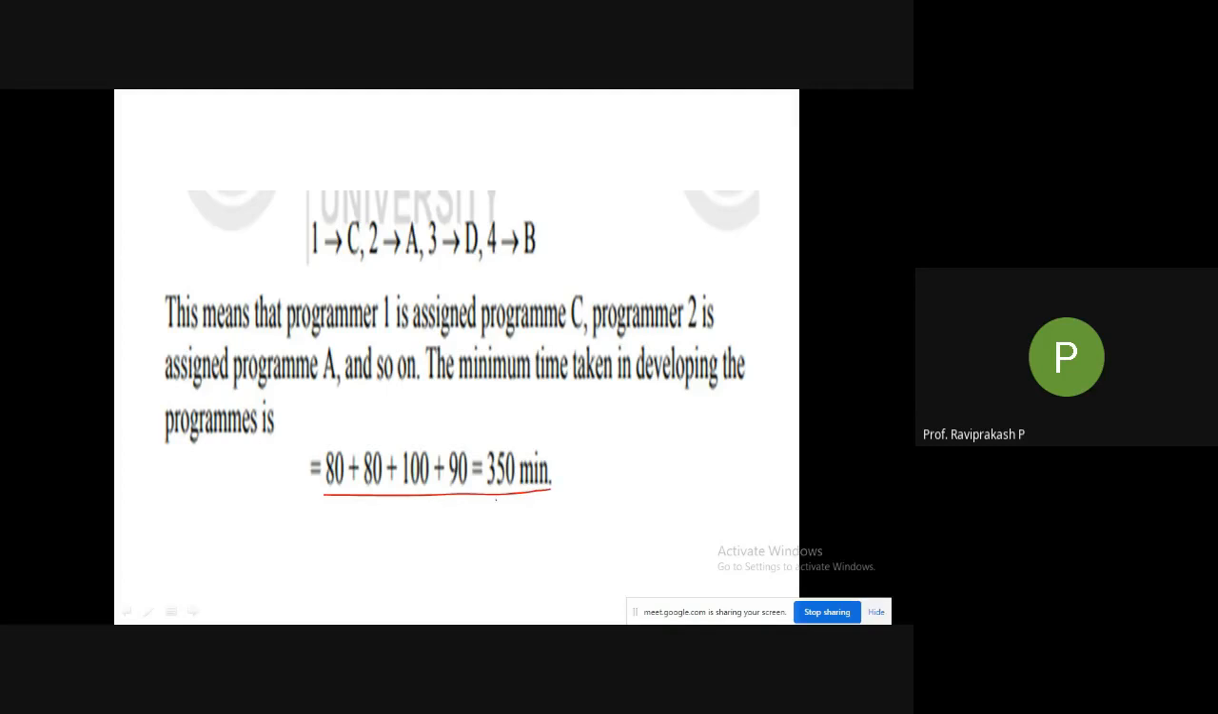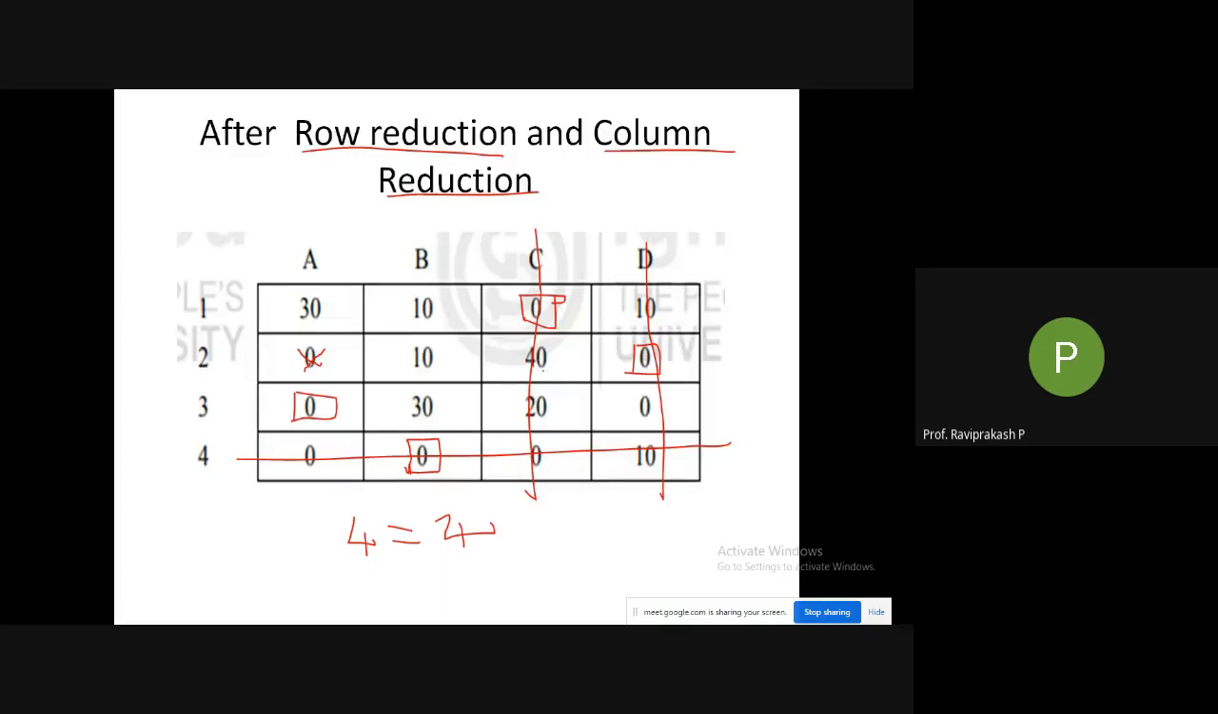Any doubts here? That's what they are telling you. This means that programmer 1 is assigned to C, programmer 2 is assigned to program A, and so on. The minimum time taken developing the program is 350 minutes. As I told you, there are two solutions. We can have some with multiple solutions also, and that also will be optimum. If you take the values of this one also, you will be getting 350 only. So you can do both.